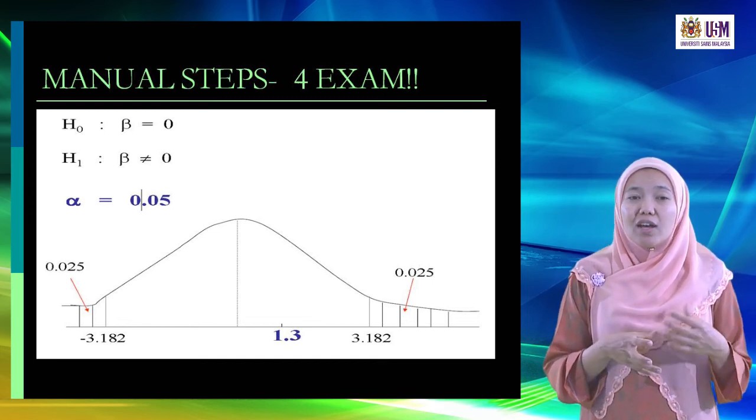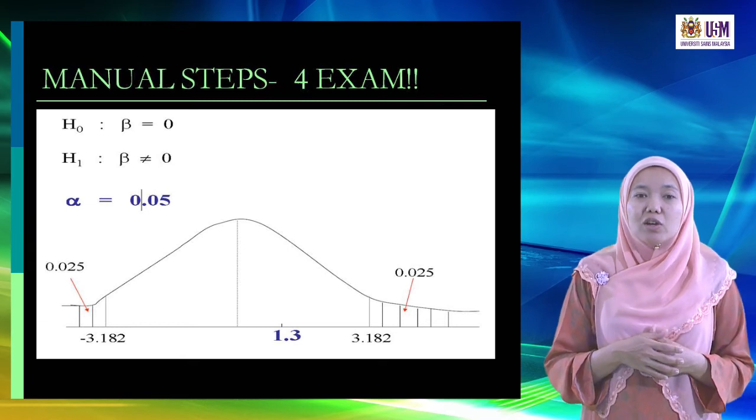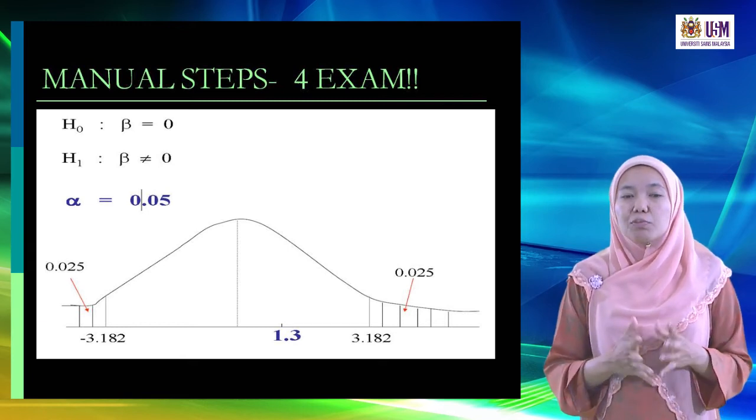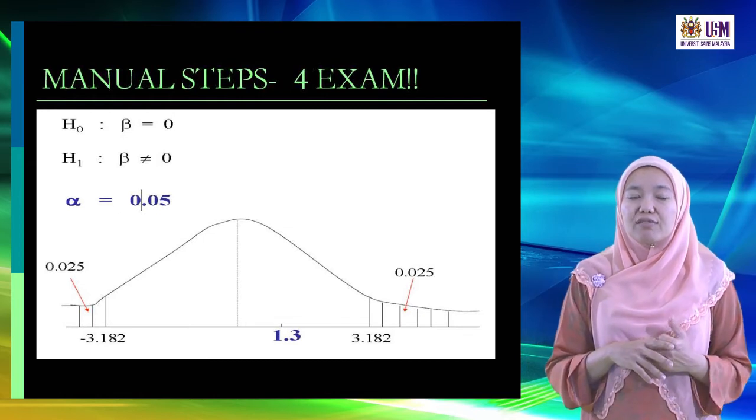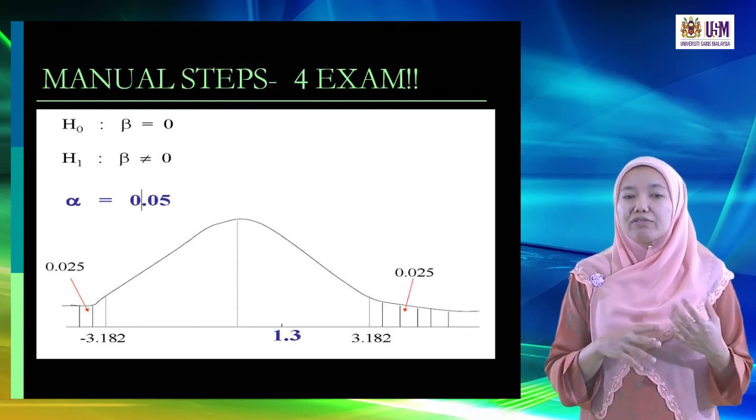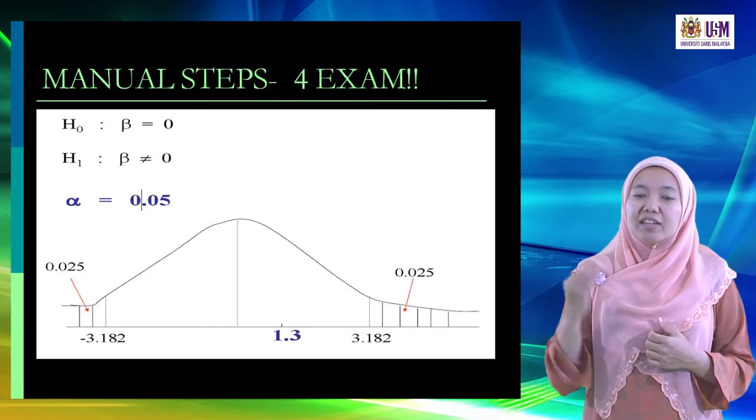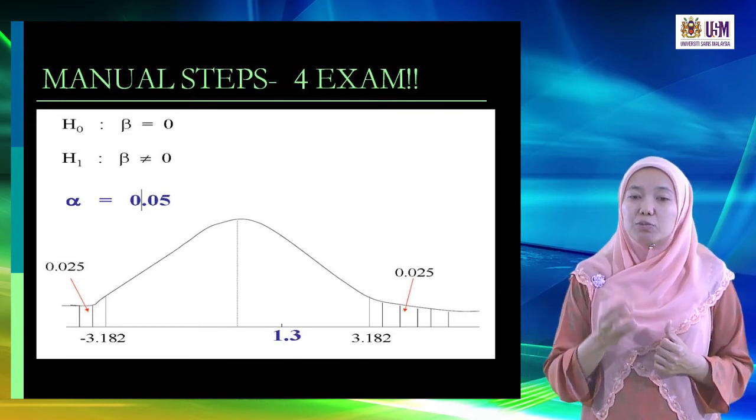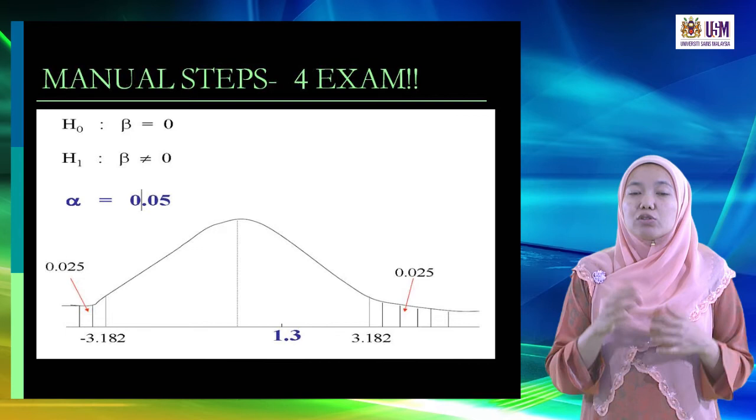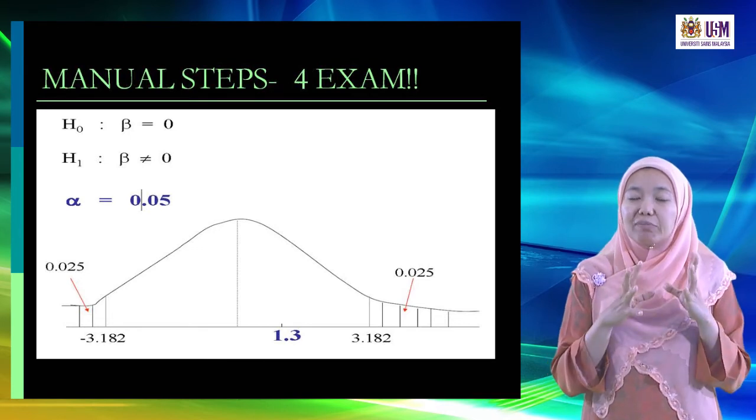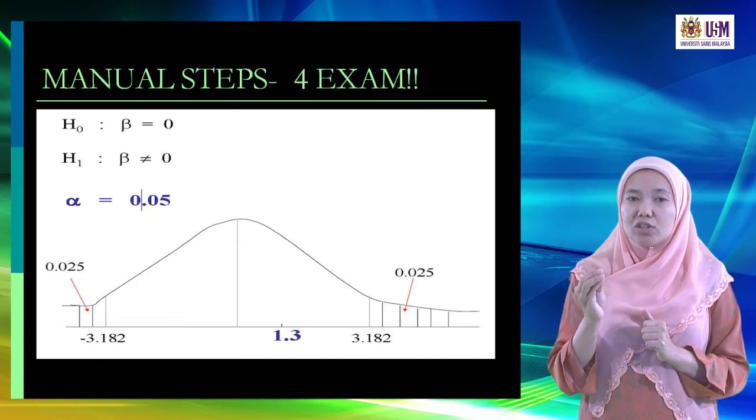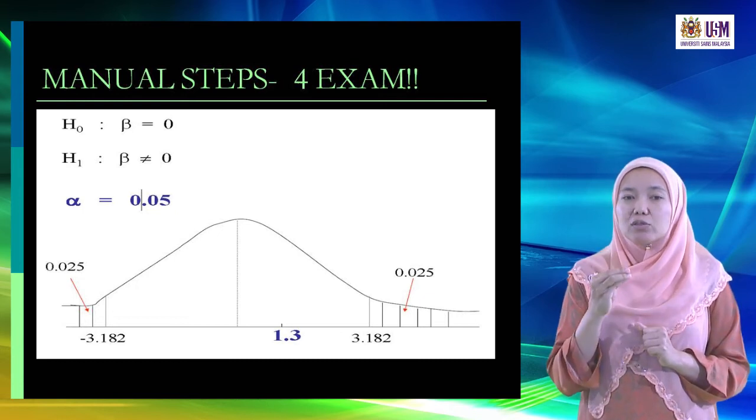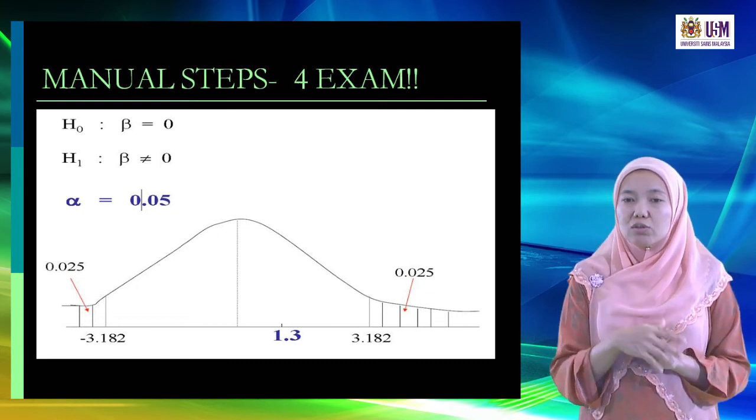Look at this case: if you are testing for beta 1 does not equal 0 in your alternative hypothesis H1, given that the level of significance is 0.05, the critical values are both positive and negative 3.182. And just now you already calculated your t value as positive 1.3, so this falls in your acceptance region. So you do not reject H0. So you are saying that beta 1 equals 0.